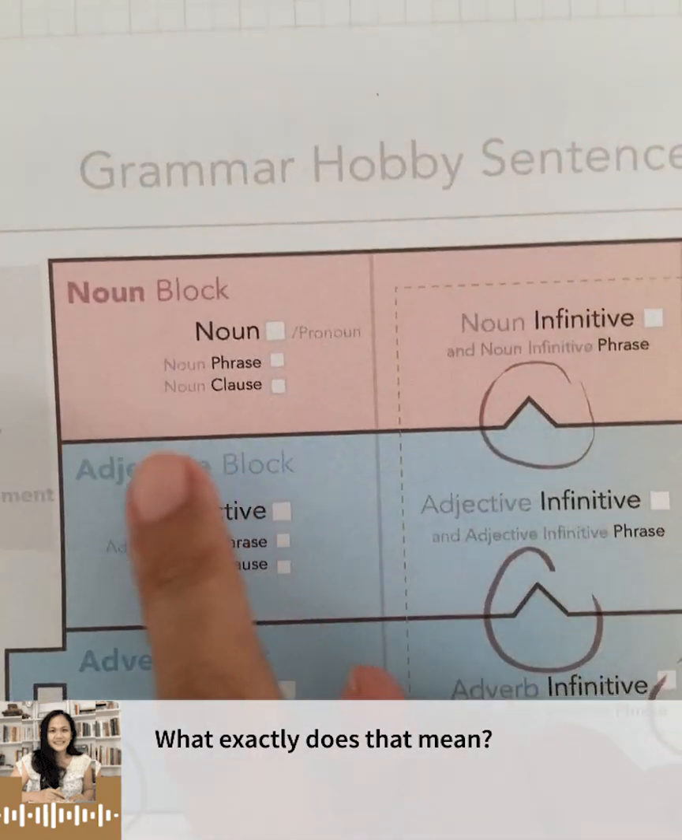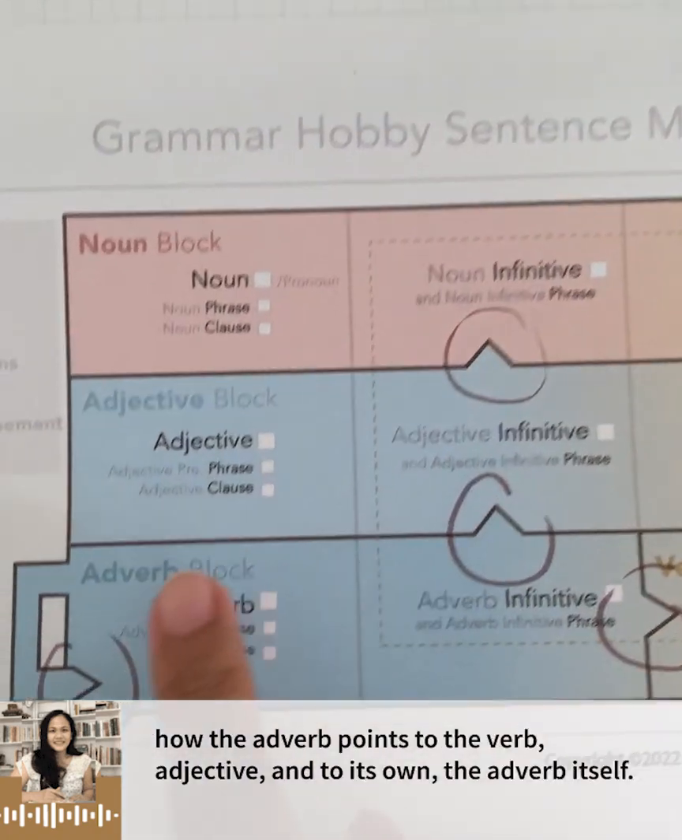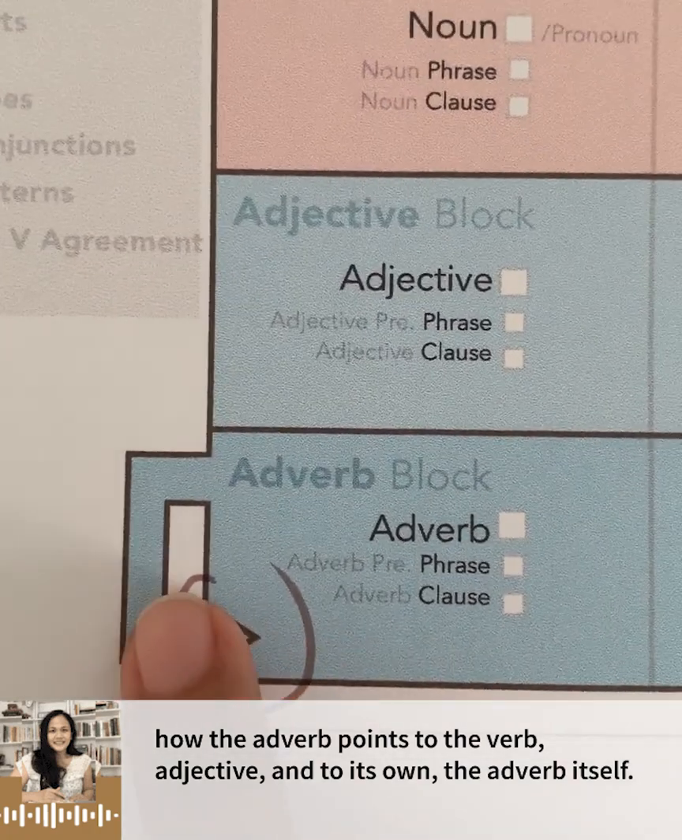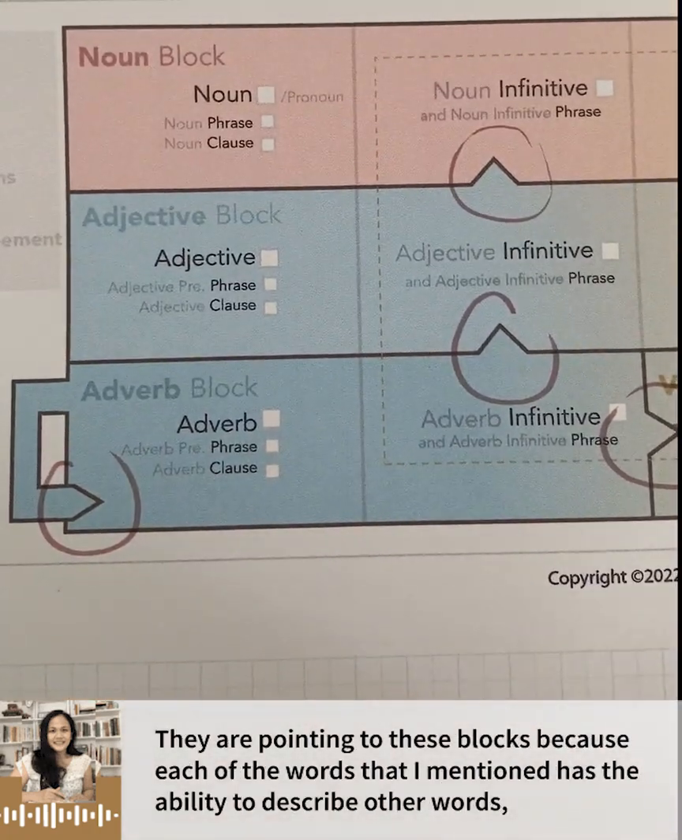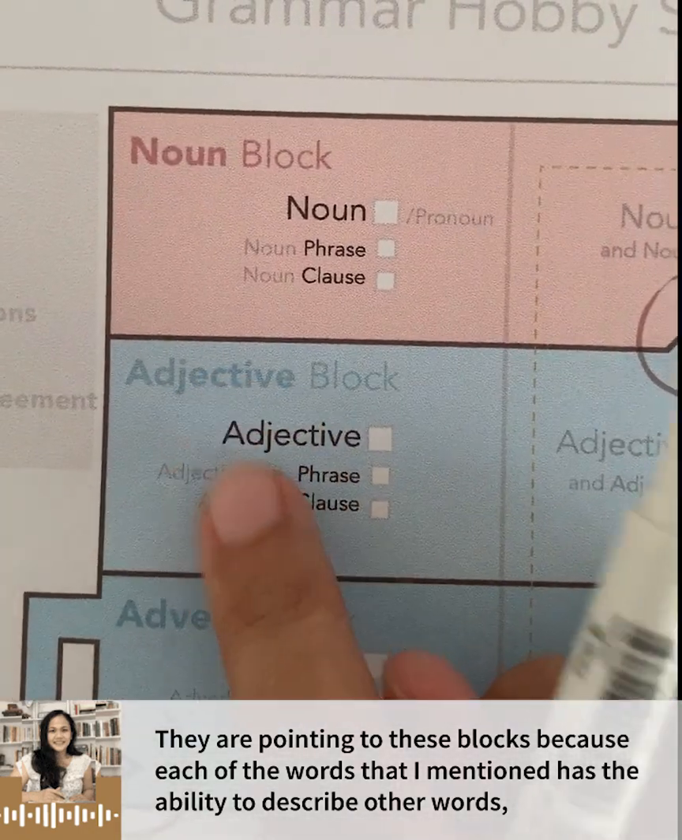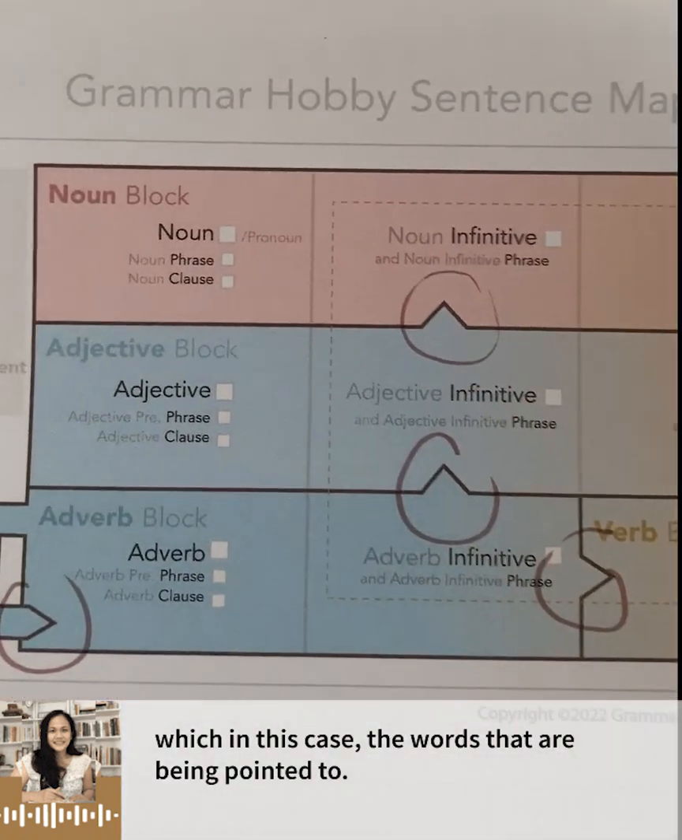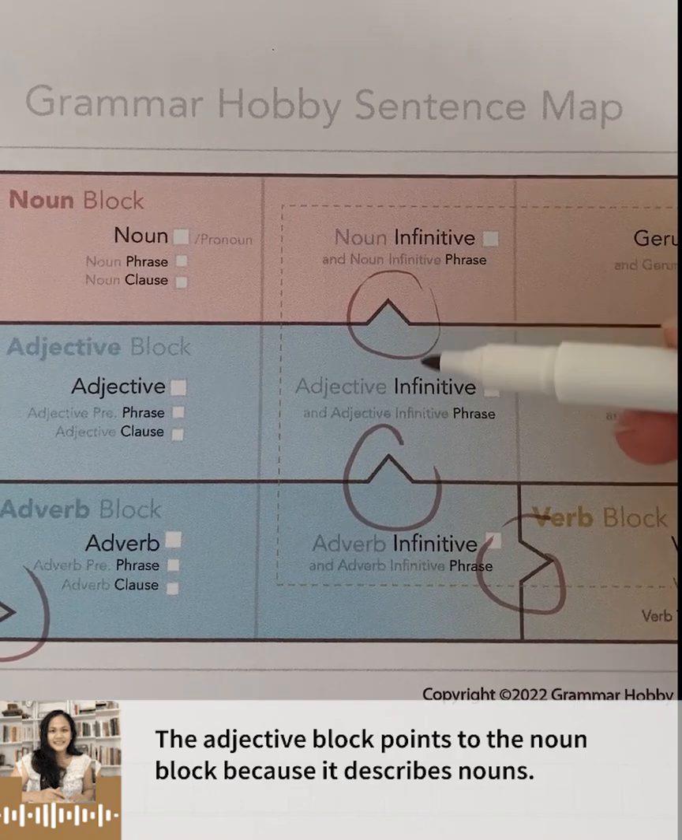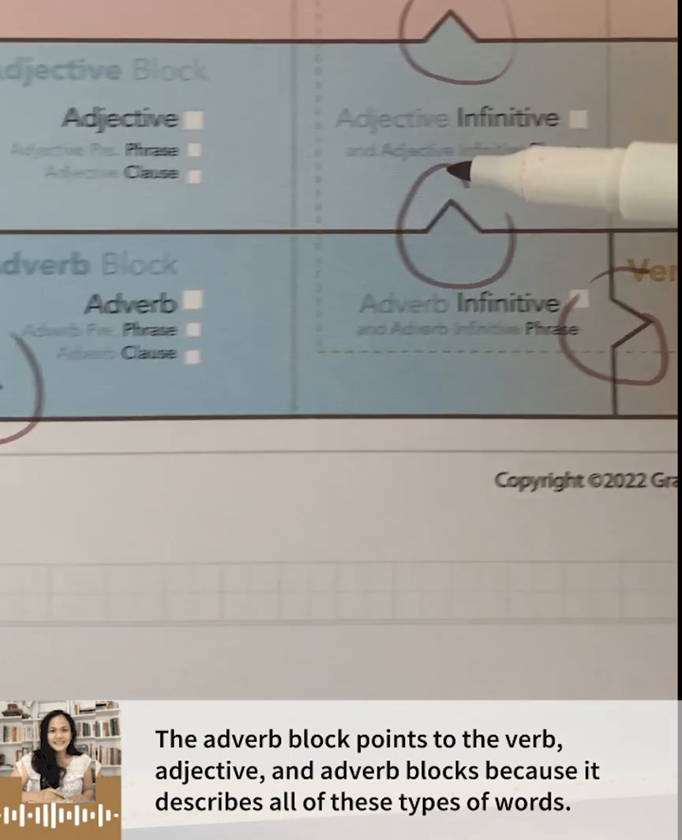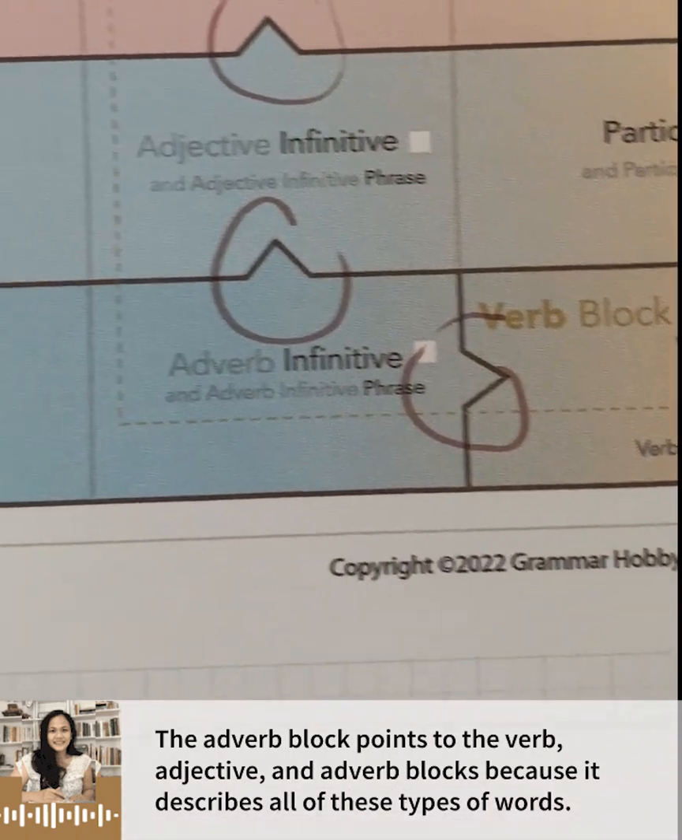What exactly does that mean? Notice how the adjective block points to the noun block, as well as how the adverb points to the verb, adjective, and to its own, the adverb itself. They are pointing to these blocks because each of the words that I mentioned has the ability to describe other words, which in this case, are the words that are being pointed to. The adjective block points to the noun block because it describes nouns. The adverb block points to the verb, adjective, and adverb blocks because it describes all of these types of words.